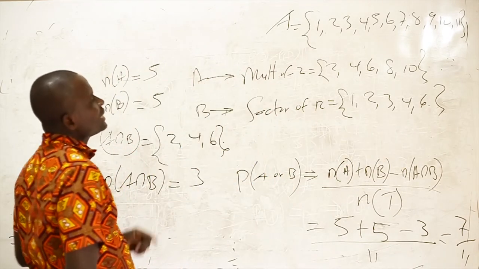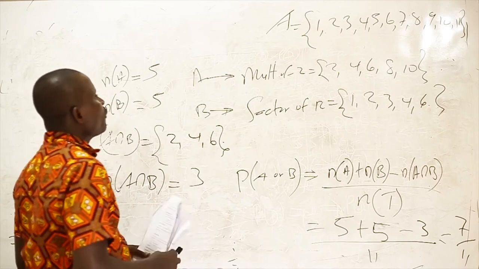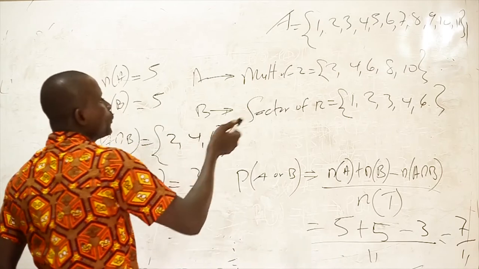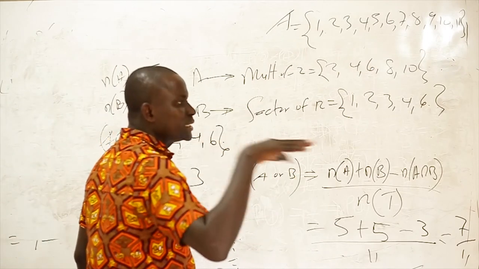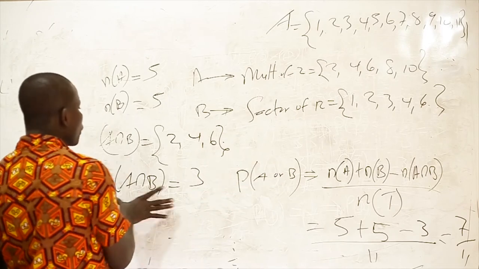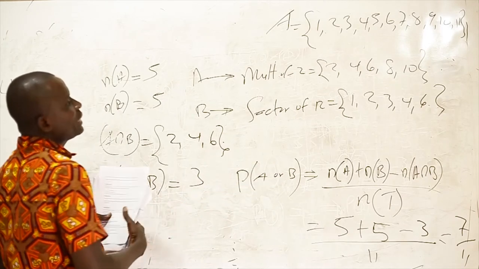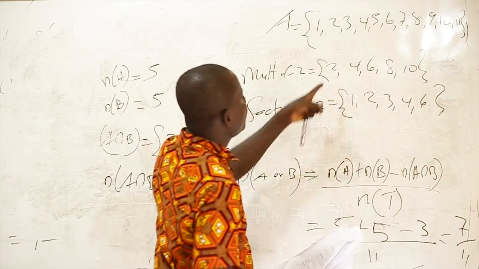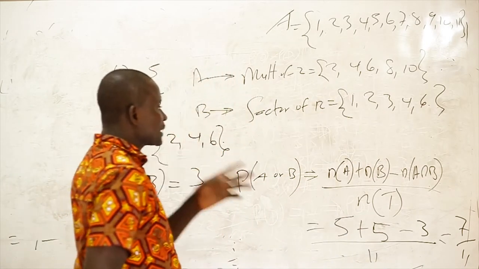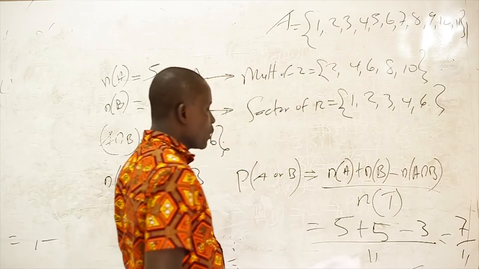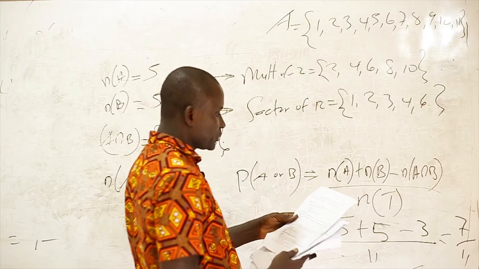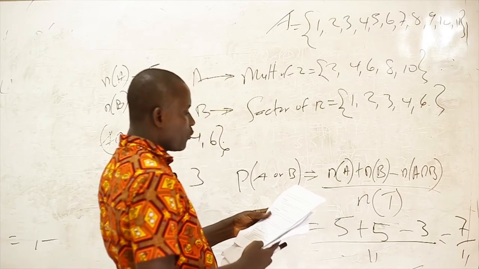But there are certain elements that have repeated themselves twice. So if you decide to say that N A, 5 plus this, we tend to include certain elements twice. So now, this is what we have got. After we've got the intersection, intersection elements are elements that have appeared in both sides. We have 2, we have 4, and we have 6. So we subtracted the intersection elements, then all over the total, and we got 7 over 11. Exactly.